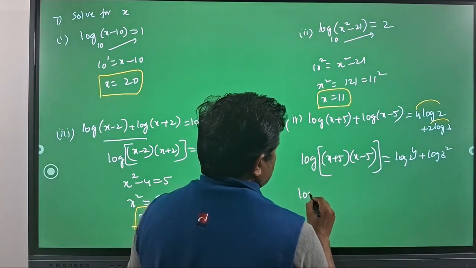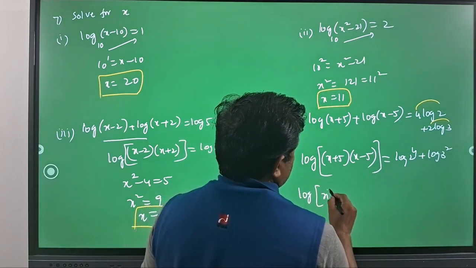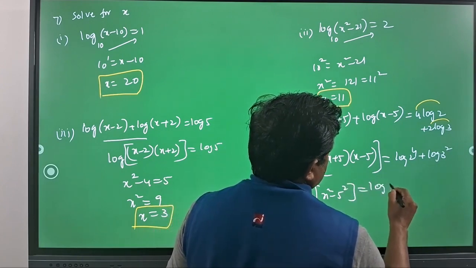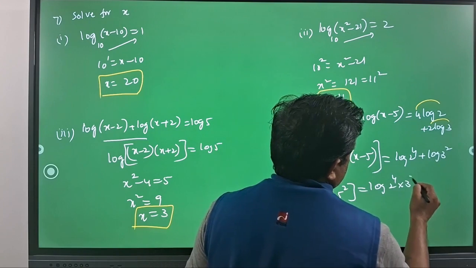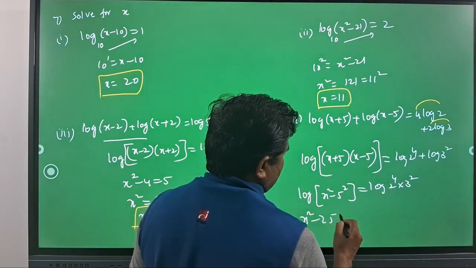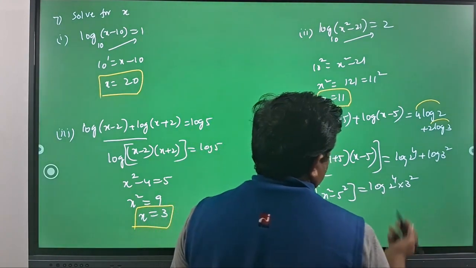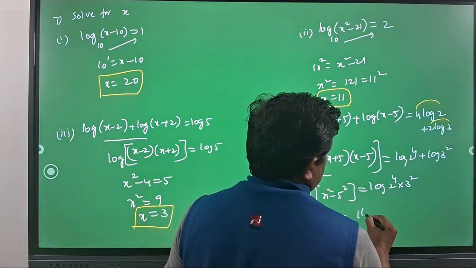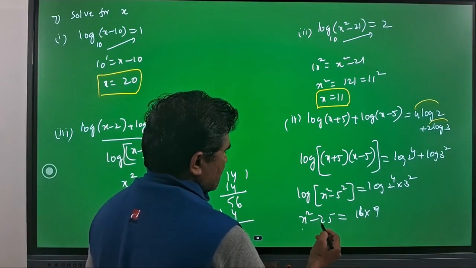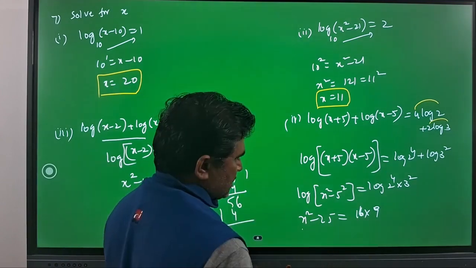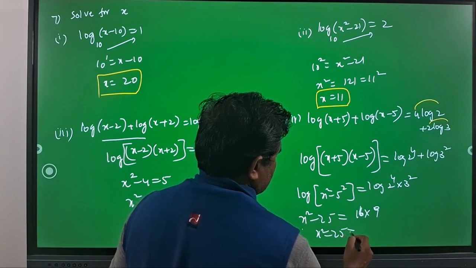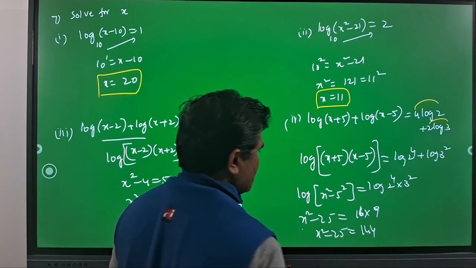So this will be log of x square minus 5 square, which would be equal to log of 2 power 4 into 3 square. So take out the logarithms, you will have x square minus 25 is equal to 2 power 4 is 16, 16 into 3 square is 9. So we got x square minus 25 is equal to 16 into 9. So this is x square minus 25 is equal to 144.